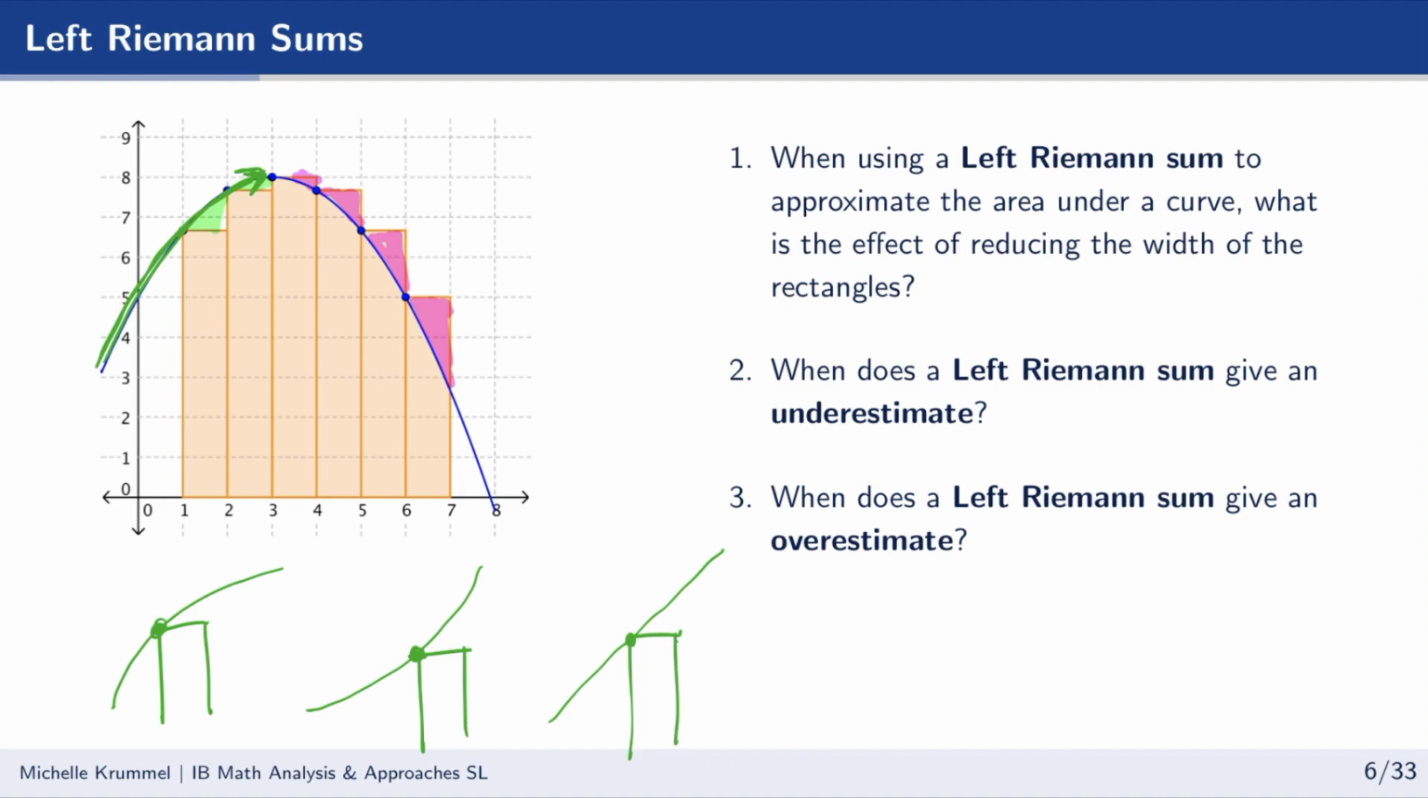The actual amount of the area that you're trying to capture would be here, right? So we didn't quite get it all. So as long as your function is increasing, whether it's concave up, concave down, or linear, then a left Riemann sum for an increasing function is going to give you an underestimate. And the opposite is true if the function is decreasing. If the function is decreasing, then the left Riemann sum is going to give you an overestimate.